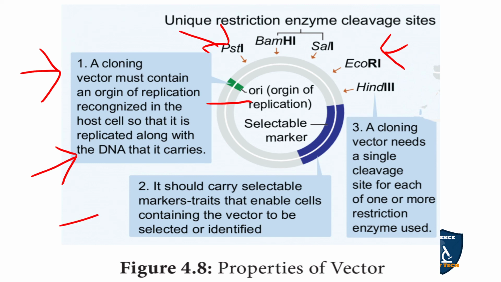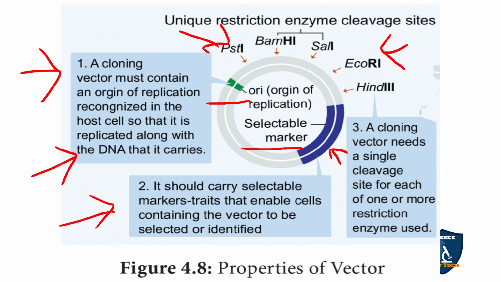Next, the selectable marker. It should carry a selectable marker trait that enables the cell containing the vector to be selected or identified. The marker is carried because the vector is going to be joined with the DNA insert, and it helps to identify the DNA insert and the cloned DNA. For that reason, it carries the selectable marker.